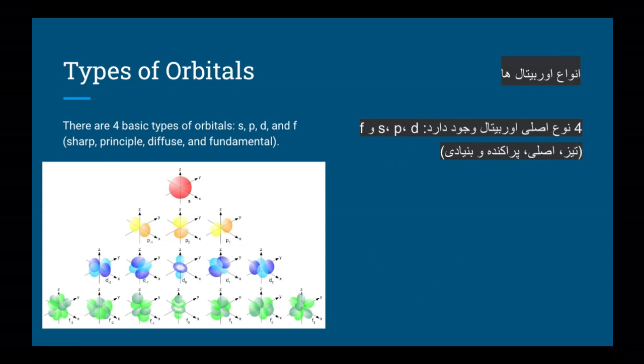Now, I'll touch briefly on the 4 basic types of orbitals: S, P, D, and F. Starting from the top of the pyramid is the S orbital. One row down are the p orbitals, followed by the d orbitals, and finally the f orbitals. It may be worthy to note that the s and p orbitals are the most common. It is also important to mention that p orbitals can house more electrons than s orbitals, d orbitals can house more than both s and p orbitals, and f orbitals can house the most.